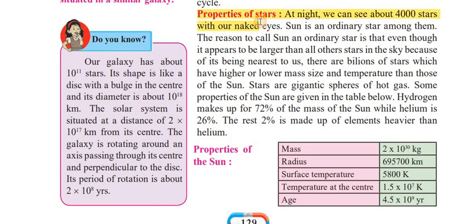The properties of star. Here properties of star or properties of sun. The sun contains hydrogen, which makes up 72% of the mass of the sun, while helium is 26% and the remaining 2% is other elements heavier than helium.